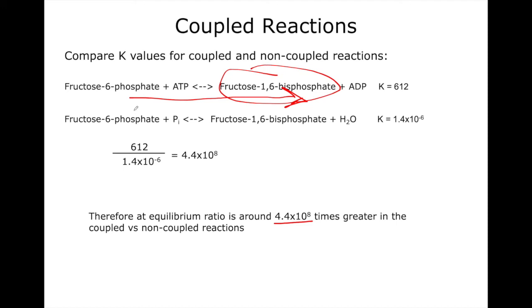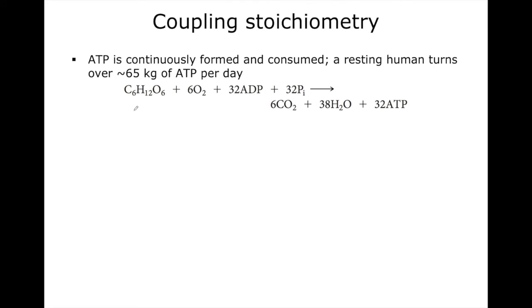Now, we often couple ATP hydrolysis with non-spontaneous reactions, but we also have to produce ATP. So how do we produce ATP? Well, one way is through metabolism. This is kind of surprising, I think. Resting humans turn over about 65 kilograms of ATP per day. So a kilogram's what, about 2.2 pounds. So that's well over 100 and close to 130 or so pounds of ATP per day.